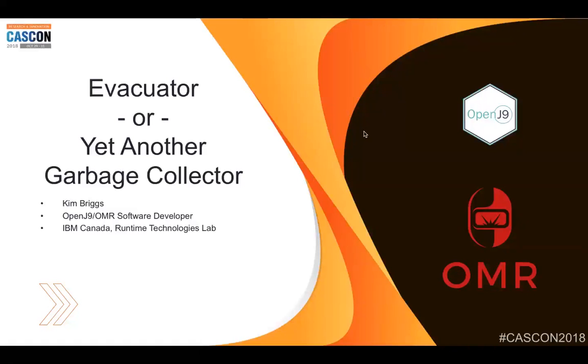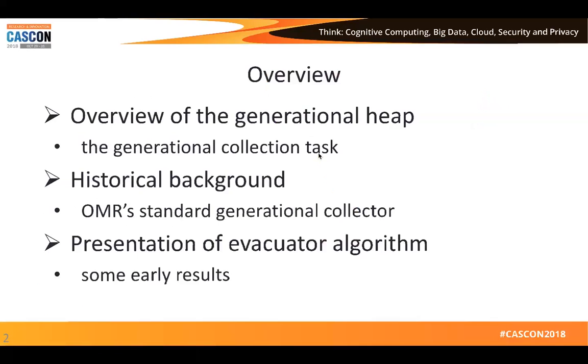Okay, so just a quick overview. I'm going to provide a brief overview of the generational heap and generational task, which is a collection task. A little bit of historical background. I want to introduce Scavenger, which is the current implementation of GenCon for OpenJ9, because I'm going to be comparing the Evacuator performance versus Scavenger a bit later on.